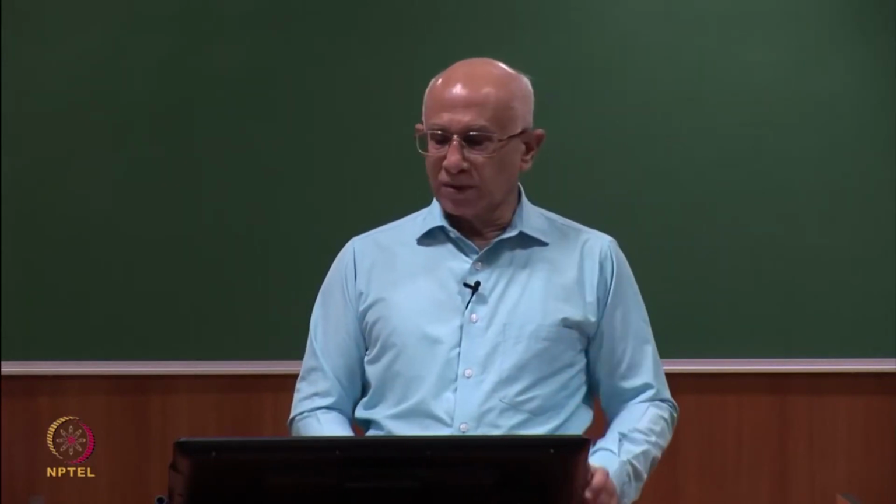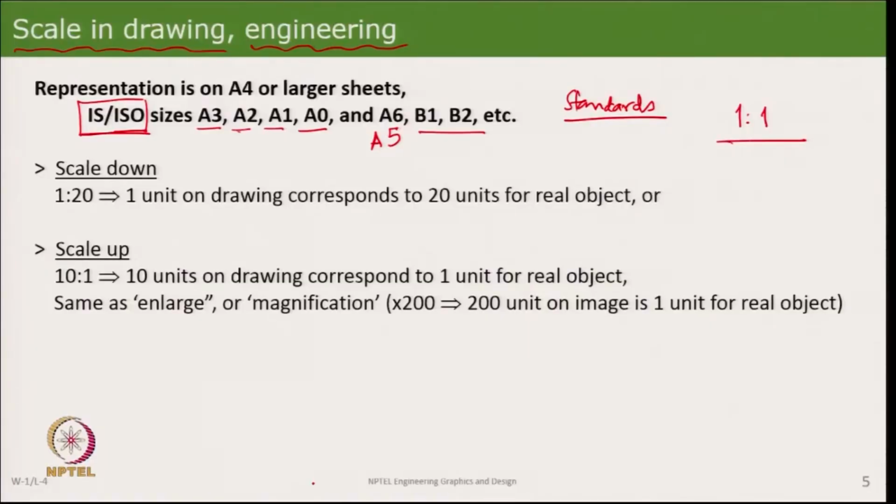So, we can do two things. If the object does not fit 1:1 scale on any of these sheets, we could then do two things depending on the size of the object. If it is too big, we could scale down. For instance, we can draw in a way so that 1 unit on the drawing corresponds to 20 units for the real object. That would mean scale of 1:20. So, we have made the object smaller, but not the shape. Every dimension, every aspect of the object has been proportionally scaled down.